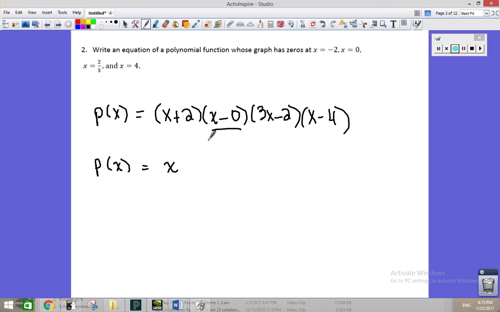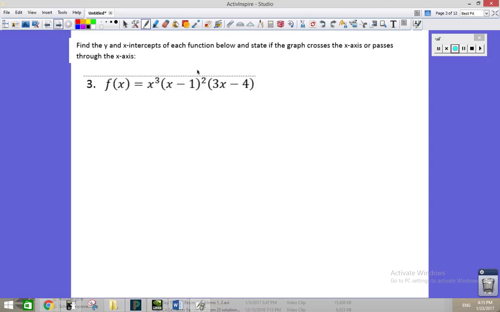this as, and put that factor first, x times x plus 2 times 3x minus 2 times x minus 4. If it were a multiple choice test, you might have to manipulate your answer and write it by exchanging the order of the factors. But there's my answer for number 2.